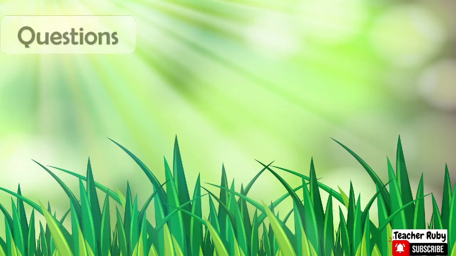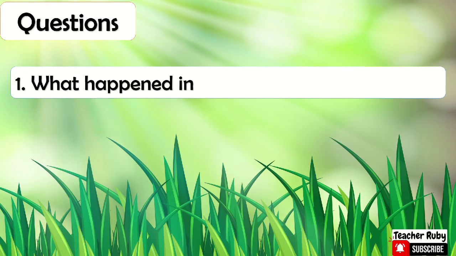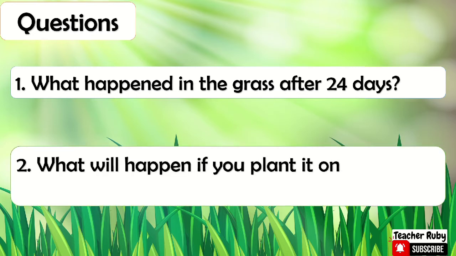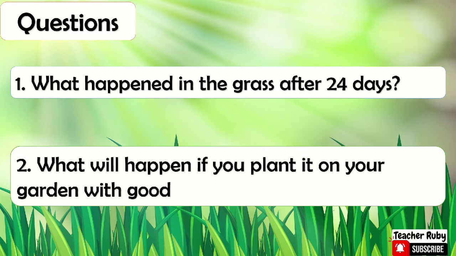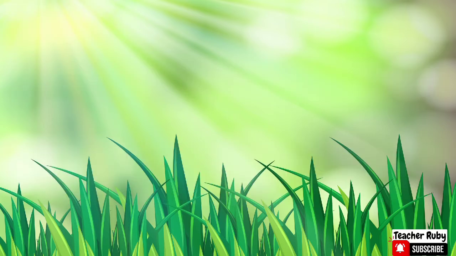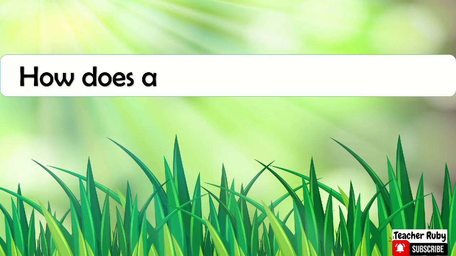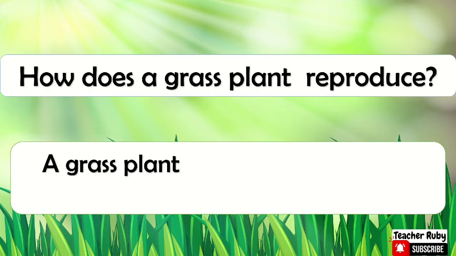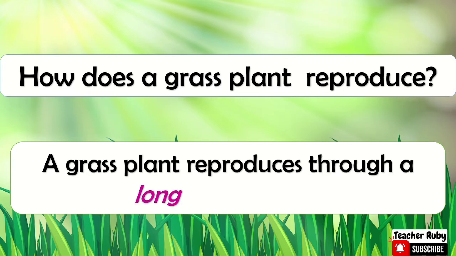Based on the video, what happened in the grass after 24 days? What will happen if you plant it in your garden with good soil and fertilizer? And how does a grass plant reproduce? A grass plant reproduces through a long slender stem.